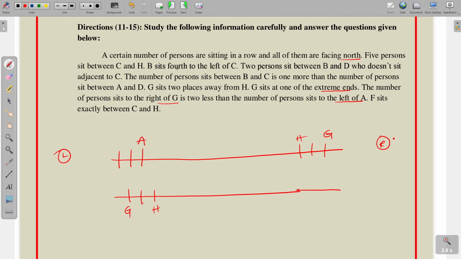So from the first, if we look again, 5 persons sit between C and H, and H is already there, 1, 2, 3, 4 and 5. Here C is placing. Next, B sits fourth to the left of C. So fourth to the left in the sense 1, 2, 3 and 4. Here B is placing. And next, 2 persons sit between B and D, who doesn't sit adjacent to C. So between B and D there are 2 persons are there. So 1 and 2. Here D is placing.